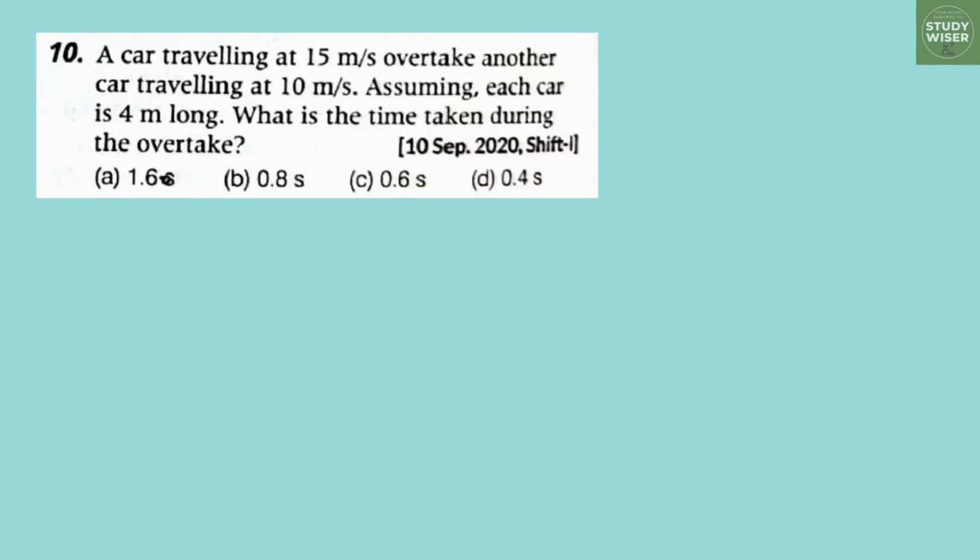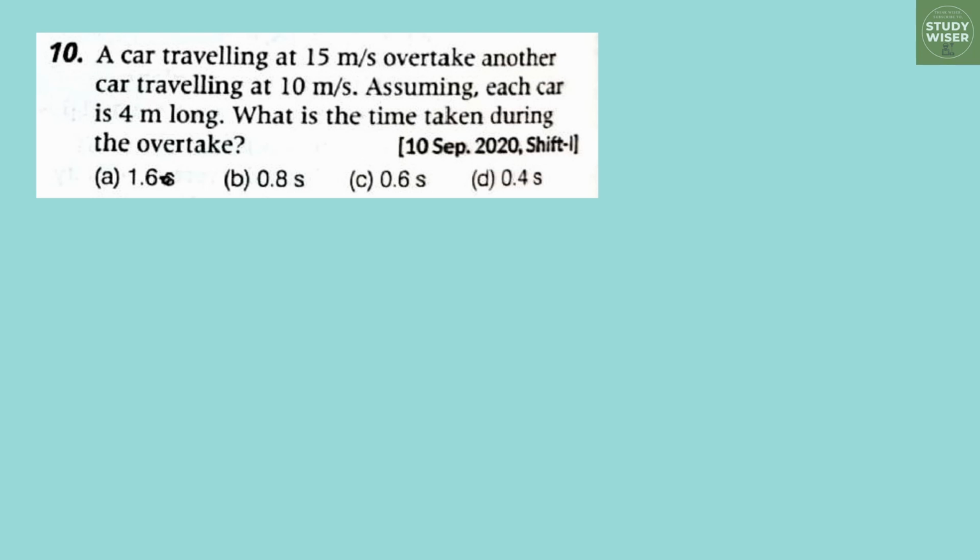Now coming to the 10th question. The car is traveling at 15 meter per second. Overtake another car traveling at 10 meter per second. One car is traveling with 15 meter per second and it overtakes a car traveling at 10 meter per second. Assuming each car is 4 meter long, what is the time taken during its overtake?